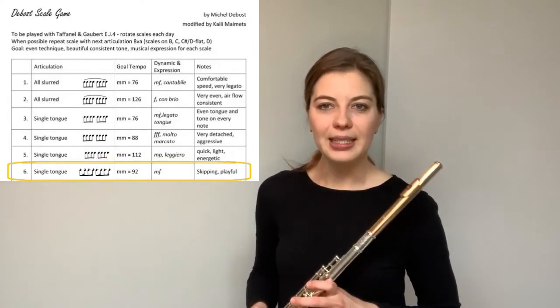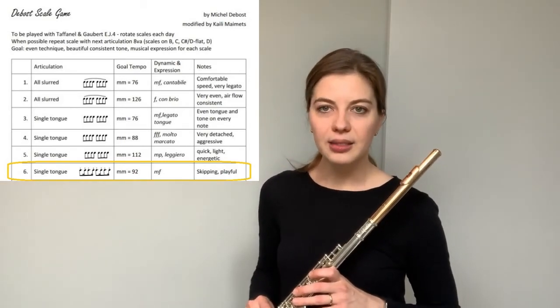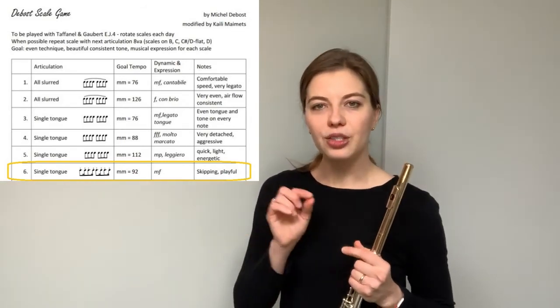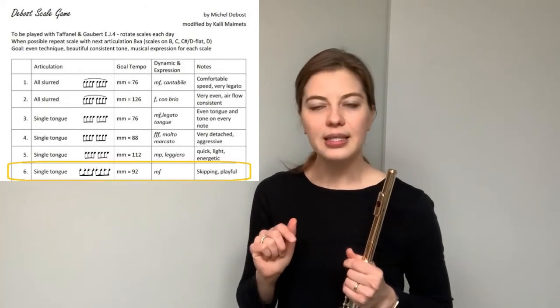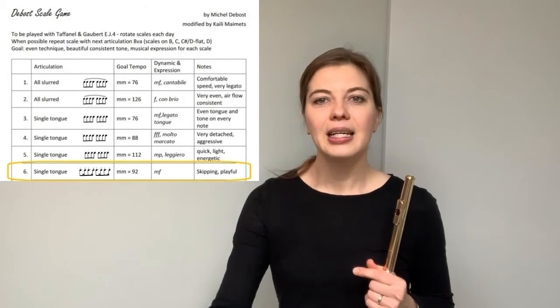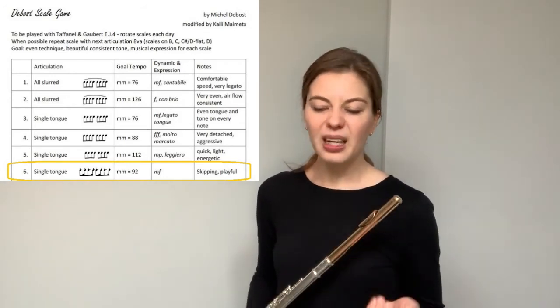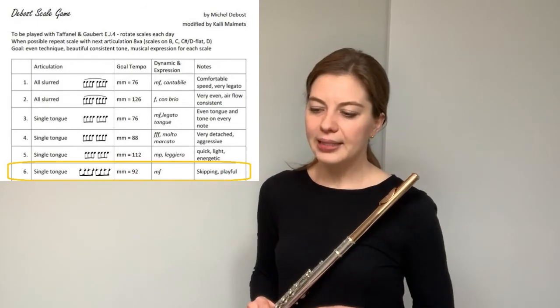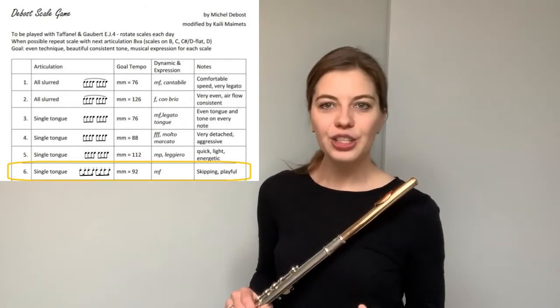Okay, and now for today, our last articulation will be number 6. We'll play D minor up the octave, and this will be single-tongued, but with a dotted 8th and 16th rhythm. And the goal of this is to make it sound very light, skipping like. We want to keep the dynamic about mezzo forte, and it should be playful and energetic.